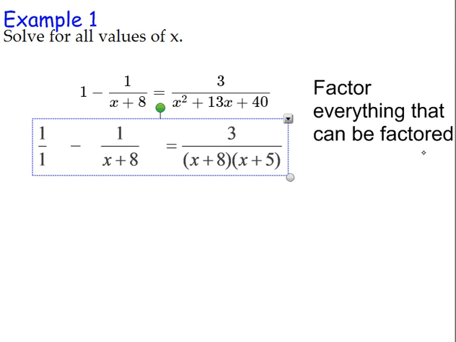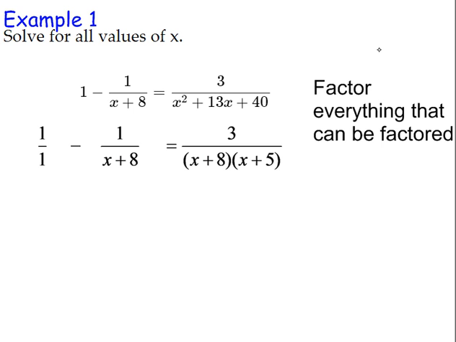So what do I need to do then? Well, just go back. This is like the warm-up, except you have algebraic expressions in it. We need to create a common denominator. So what can I get as a common denominator? Well, this has an x plus 8 and an x plus 5. This already has an x plus 8. So why don't I multiply this fraction by x plus 5 over x plus 5 so I can get the same denominator as this.